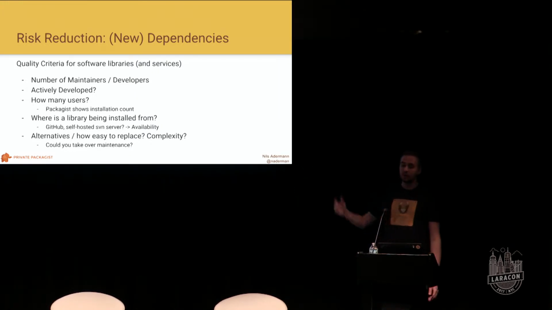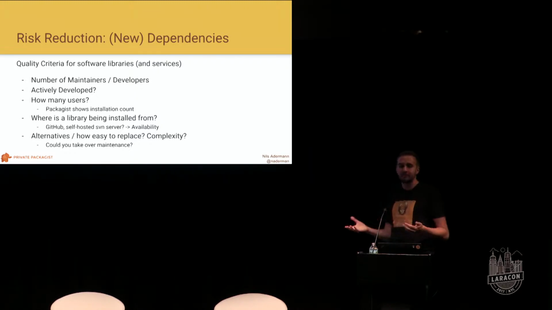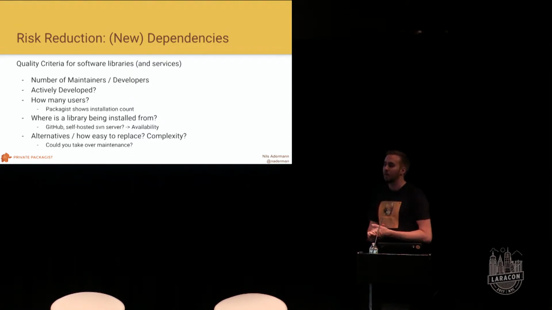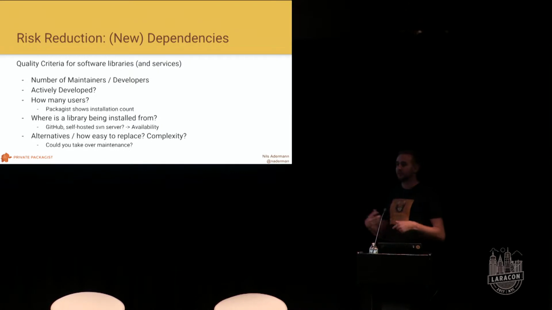So things that I like to look at are, what is the number of maintainers of the library? How many developers are there? Is it being actively developed, or haven't there been any commits in a long time? How many users does it have? Like, it's useful to, on packagist.org, you can see installation counts. Don't think about the absolute numbers there, because they're quite meaningless depending on CI, et cetera, that just installs a lot. But it absolutely works just to tell you whether something is being used at all, right?